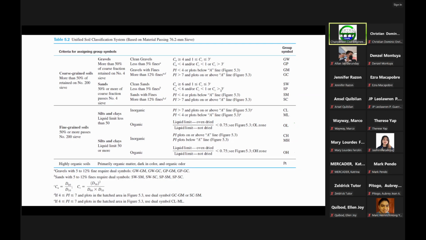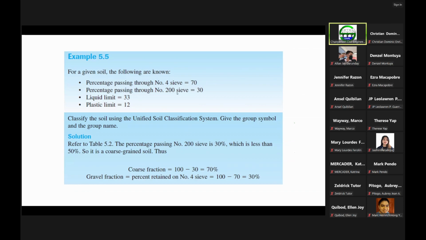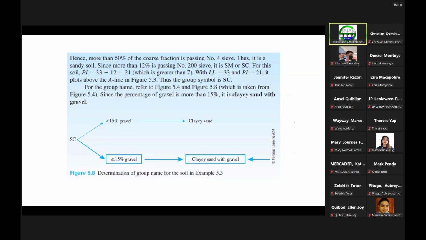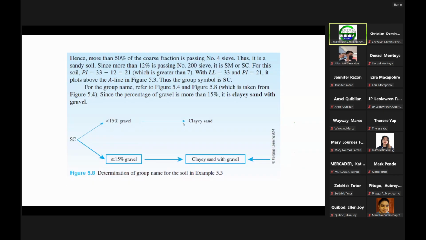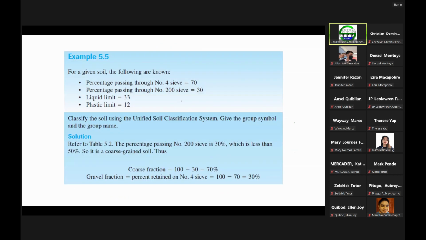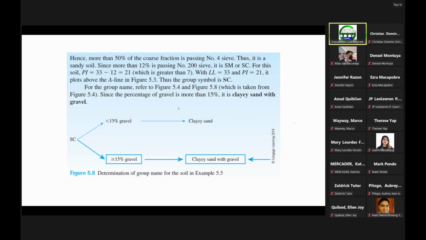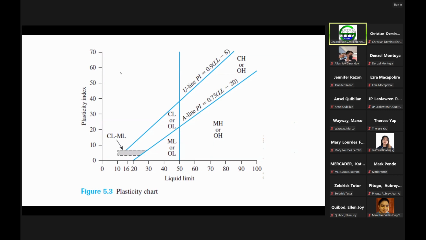We check if it is less than 4 or greater than 7. What's the value again for PI? That's 33 minus 12, which gives you a PI of 21. If you look at the graph, we don't have the graph anymore here. Anyway, that's a PI of 21, which is greater than 7. Then where's the consistency chart? Yeah, this one here. PI is 21, so that's somewhere here.